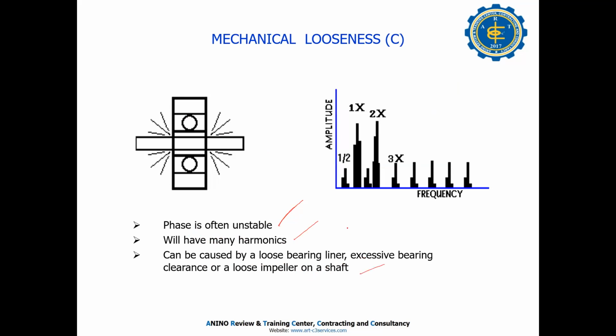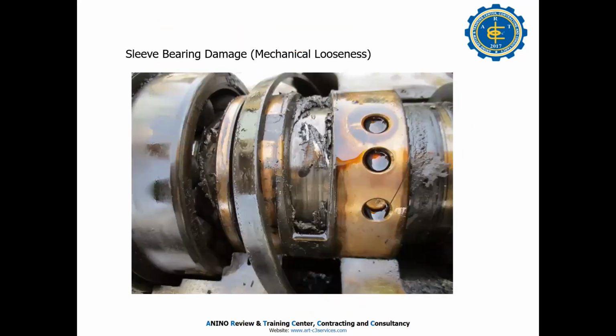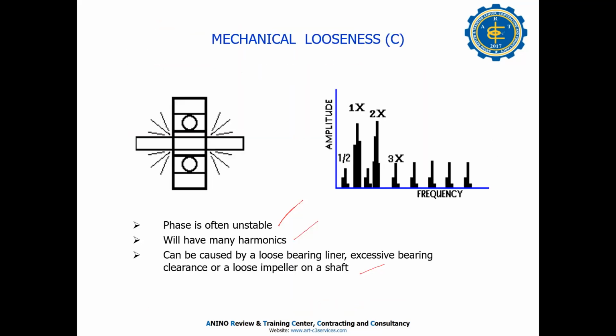So C and D are almost the same, right? Almost the same spectrum. There is a lot of harmonics. So in your report, don't mention mechanical C or mechanical D. No, only mechanical looseness. That's it only. Yeah, I just put mechanical. Don't use C, B, C, D. Only mechanical looseness. It's good.